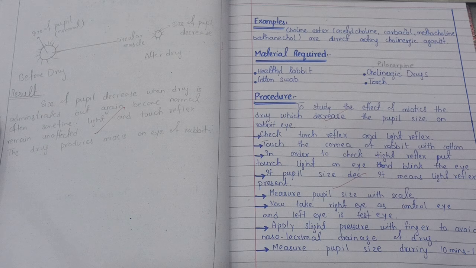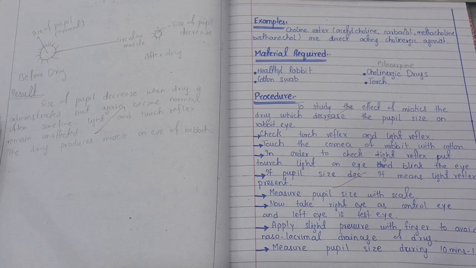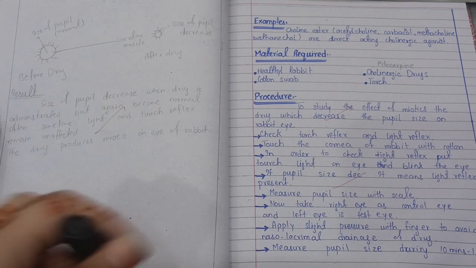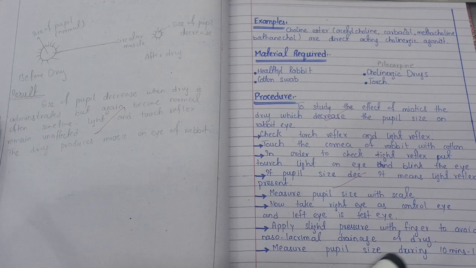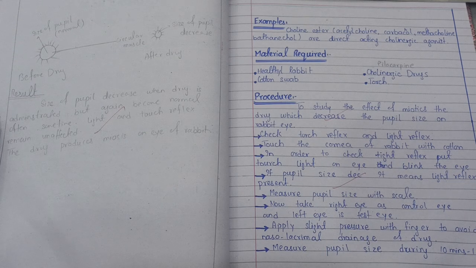One thing is very important: you don't have to put the drug into both eyes of the rabbit. One eye, mostly the right eye, is taken as the control eye. In this eye you will not put anything, or you can put simply a saline solution, which is the normal physiological solution. In the left eye you will put your drug, and this eye is called the test eye. Now you will apply slight pressure with the finger to avoid nasolacrimal drainage. Measure the size of the pupil during 10 minutes to 1 hour.